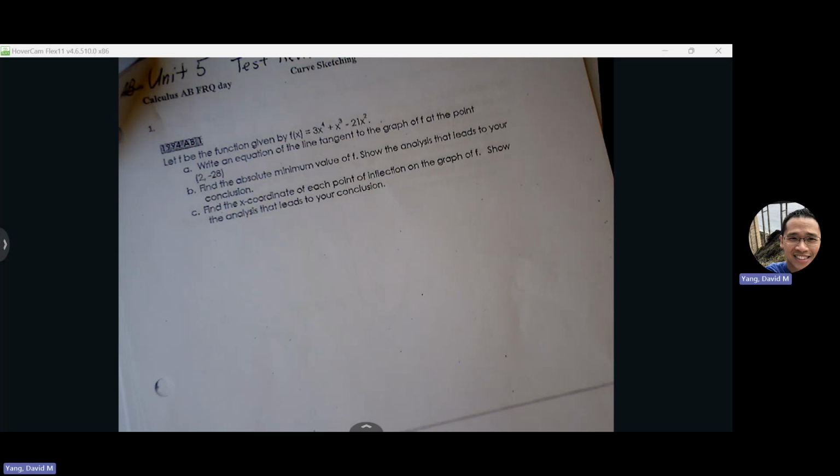Any questions with this optimization problem? Okay, let's turn all the way back to the beginning of the packet here. Page 2. I don't think we've done page 2 yet.